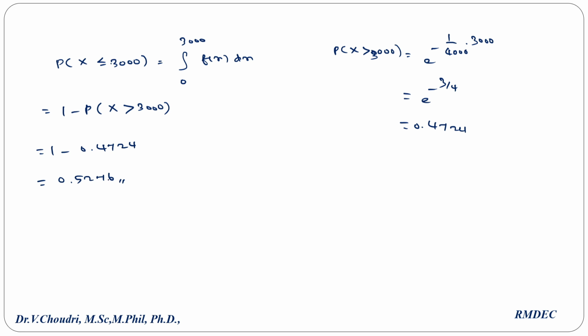Suppose P of x less than or equal to 5000 kilometers. What should we do? 1 minus P of x greater than or equal to 5000. So using the same condition, we may obtain this value. We may try it at home.